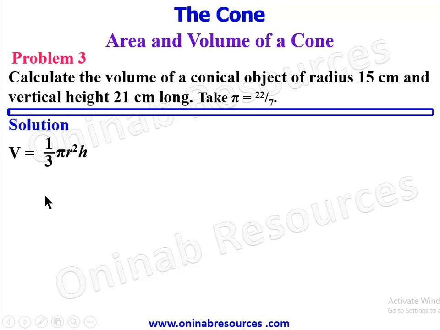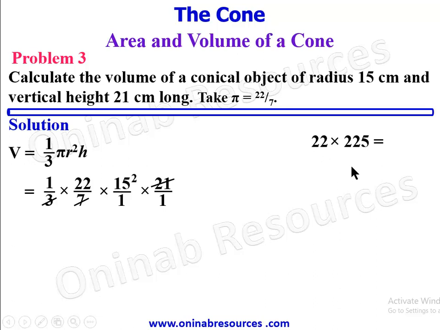So we have 1 over 3 times 22 over 7 times radius 15 squared, and multiply by the height, 21. Since 3 times 7 is 21, this 3 times 7, which gives 21, will cancel this 21. We'll be left with 22 times 225.